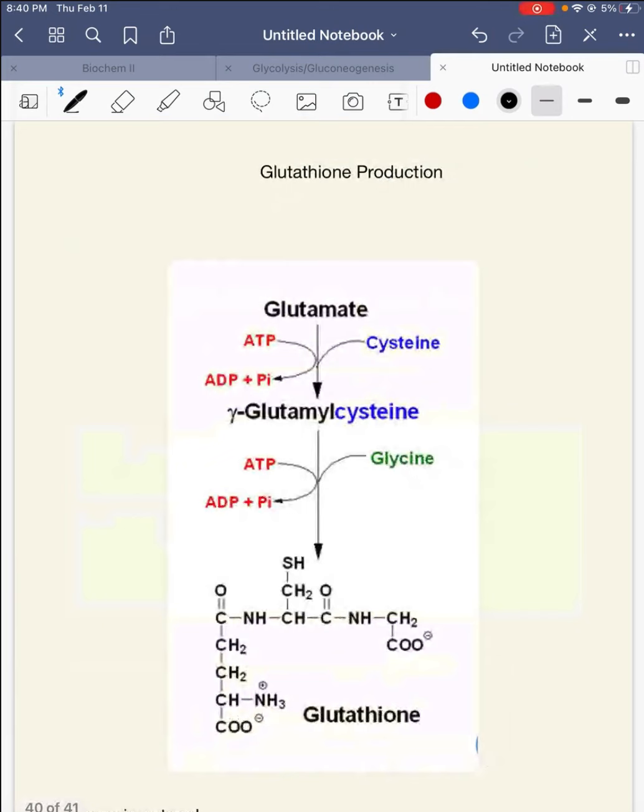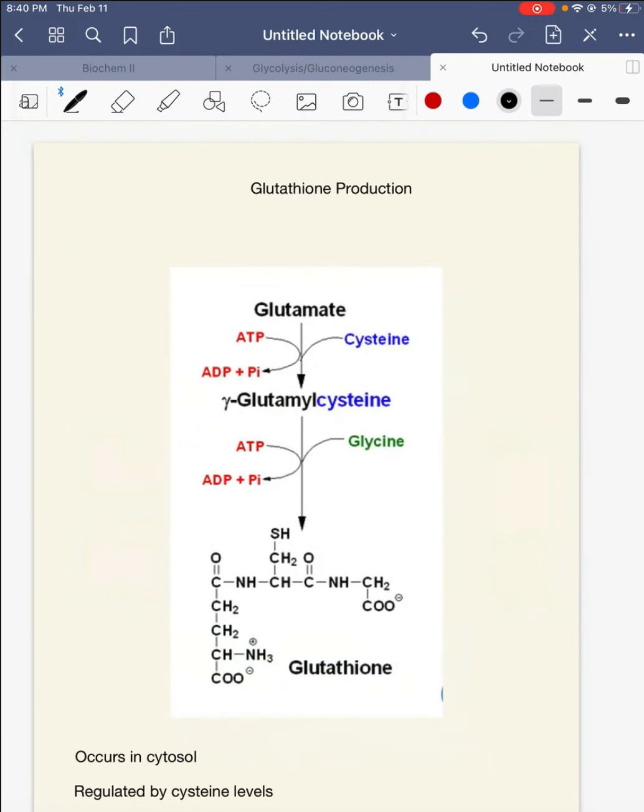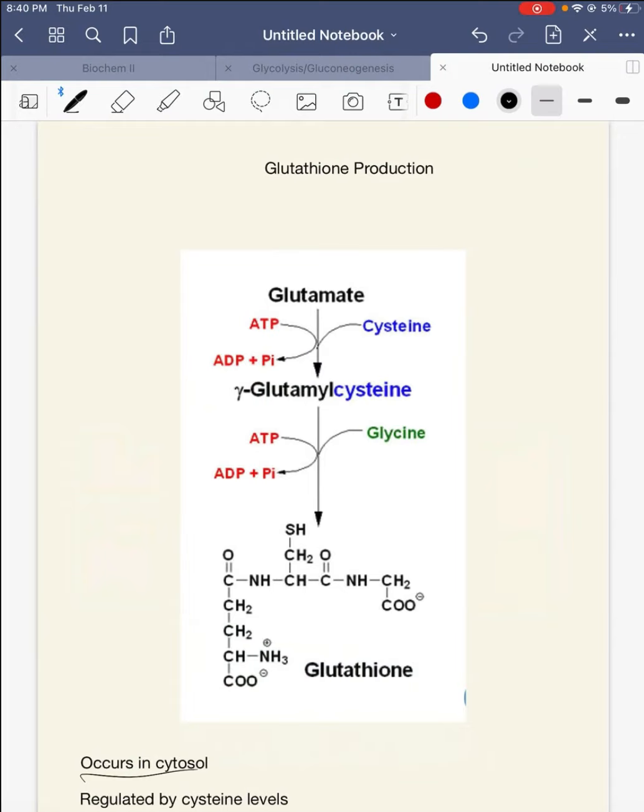Okay, so this is the glutathione production. It occurs in the cytosol, and it can also be regulated by cysteine levels. Cysteine and glutamate are both amino acids. They come together, and then we use some ATP. We make a gamma-glutamyl cysteine, and then we use a glycine. We use another ATP, and then we end up with glutathione. So this is regulated by cysteine levels. If we have a lot of cysteine, we'll make a lot of glutathione. If we have low cysteine levels, we won't make as much glutathione.